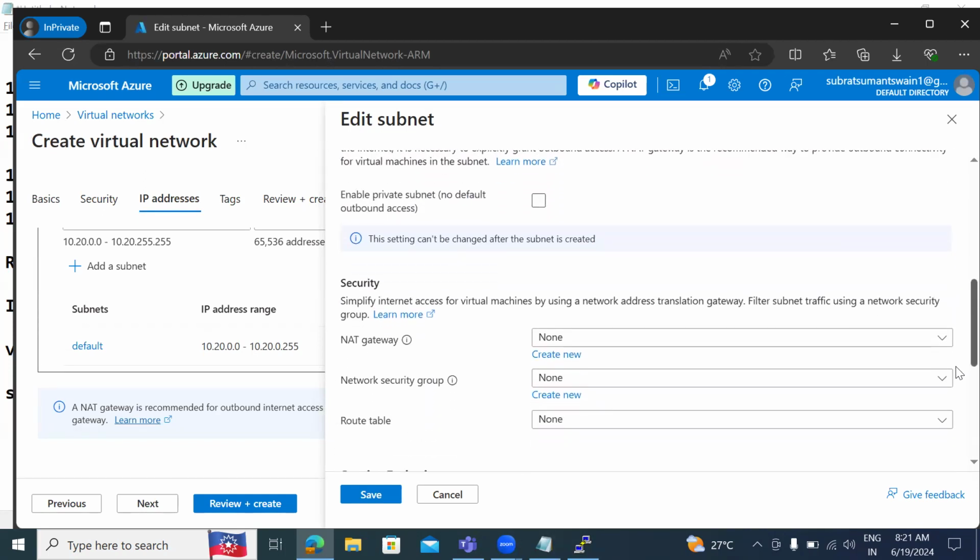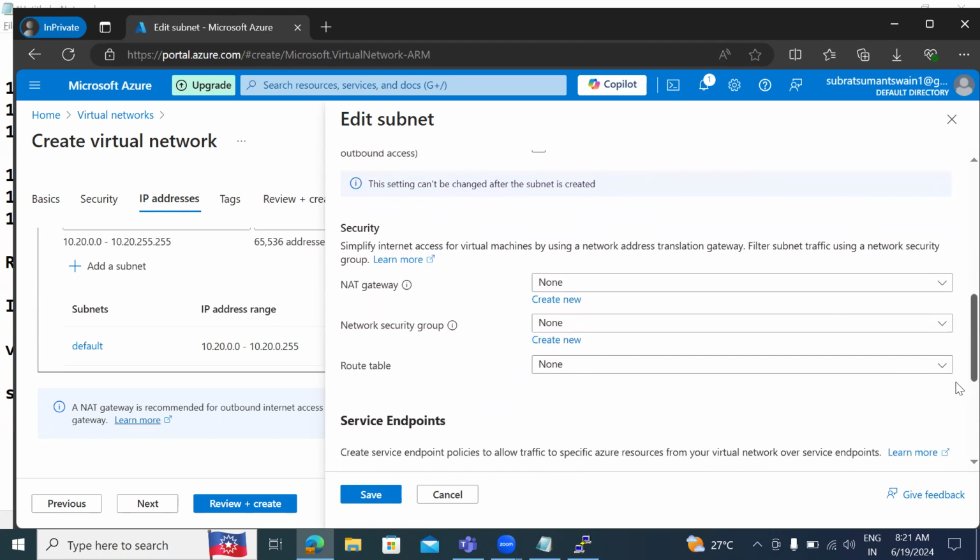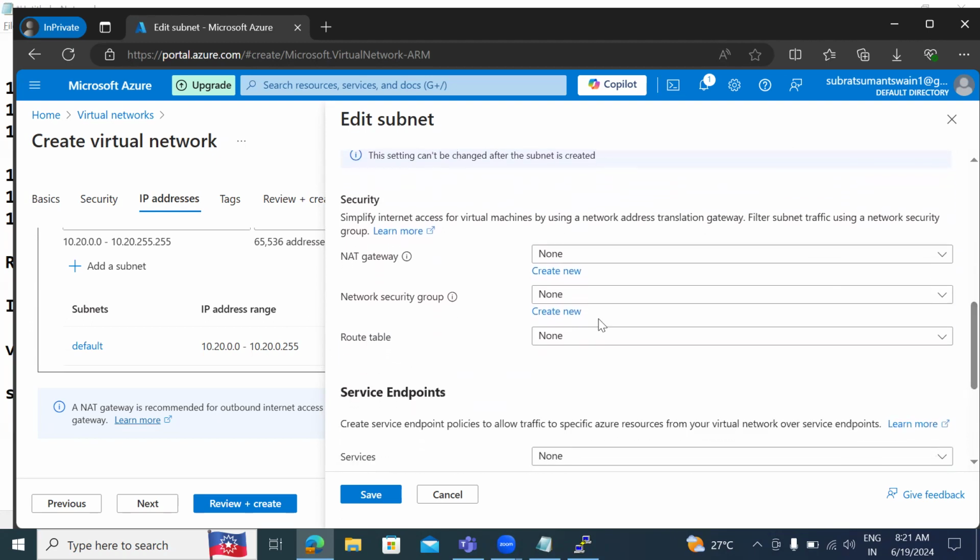Try to understand, for the subnet, what are the things we can attach: a NAT Gateway, one network security group, and one route table. By default, without attaching anything, it is going to become a public subnet.